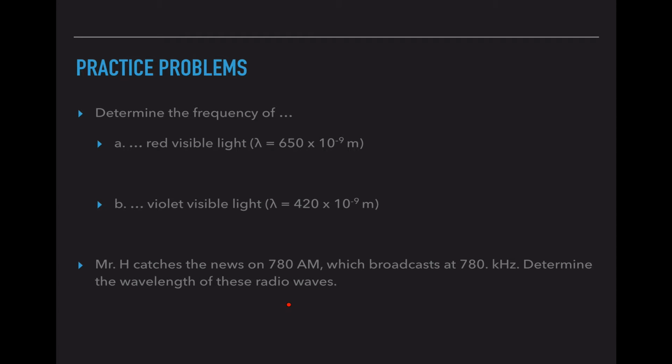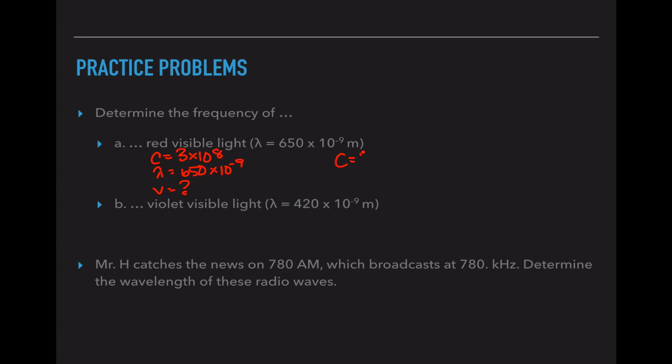So what we're going to do is look at a couple sample problems. The first one is determine the frequency of red visible light, which has a wavelength of 650 times 10 to the negative 9th nanometers. So we have c equals 3 times 10 to the 8. We have lambda, which is wavelength, which is 650 times 10 to the negative 9. And we have frequency, which is our question mark.